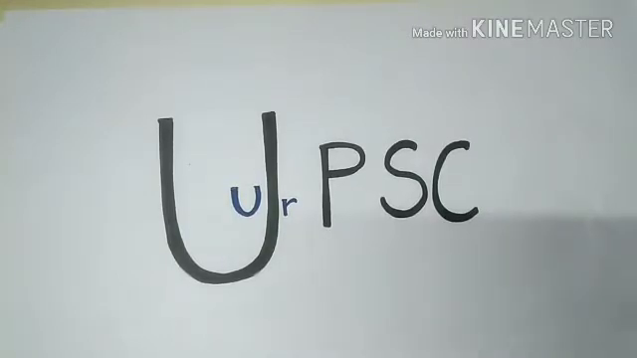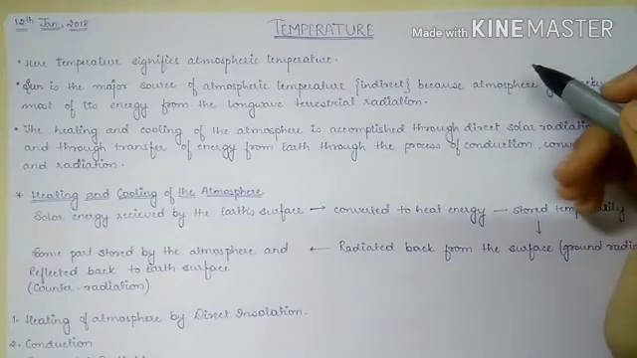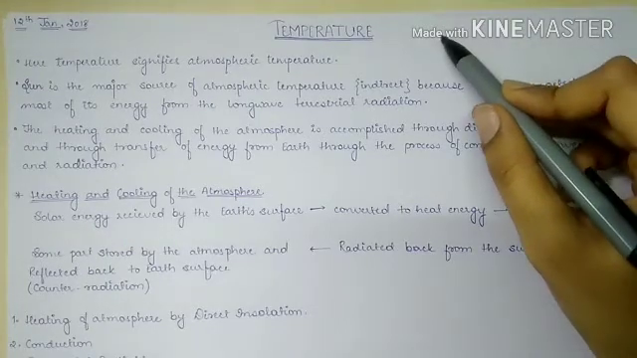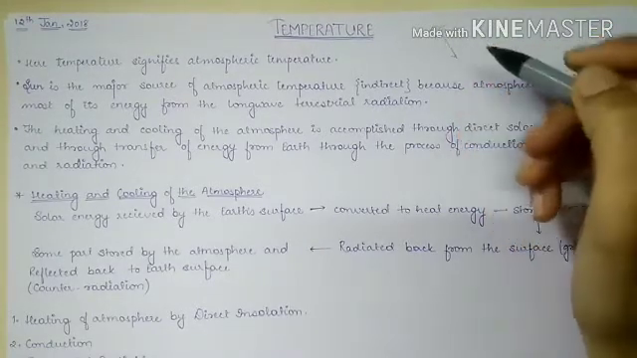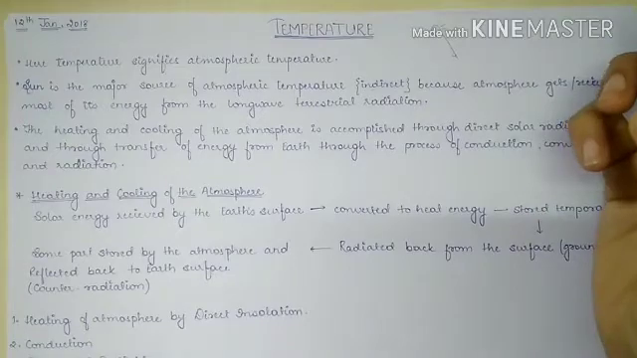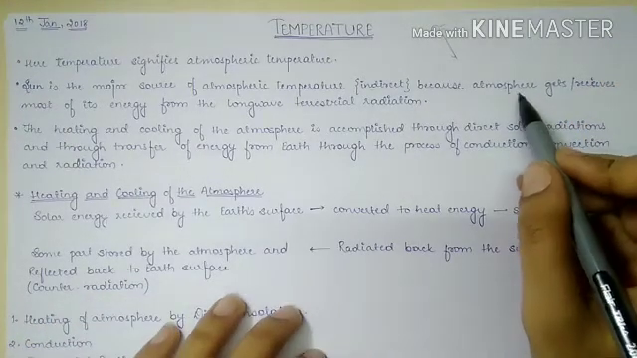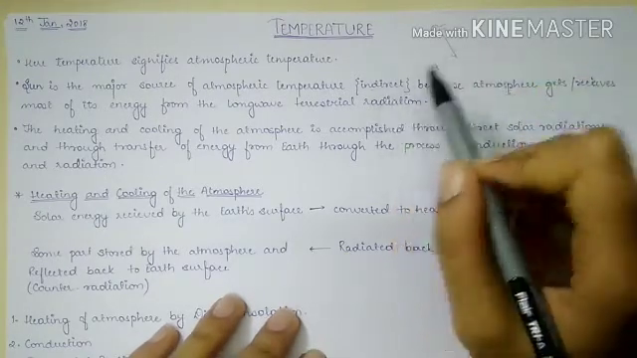So today in climatology we will be doing temperature. So let's get started. Today's topic will be temperature, but here the temperature signifies the atmospheric temperature. As we all know, we get energy from the sun. So the sun is the major source of energy. But for atmospheric temperature, the sun is an indirect source of energy because most of the energy that the atmosphere receives is from long wave terrestrial radiations. This we have done in the insolation chapter.